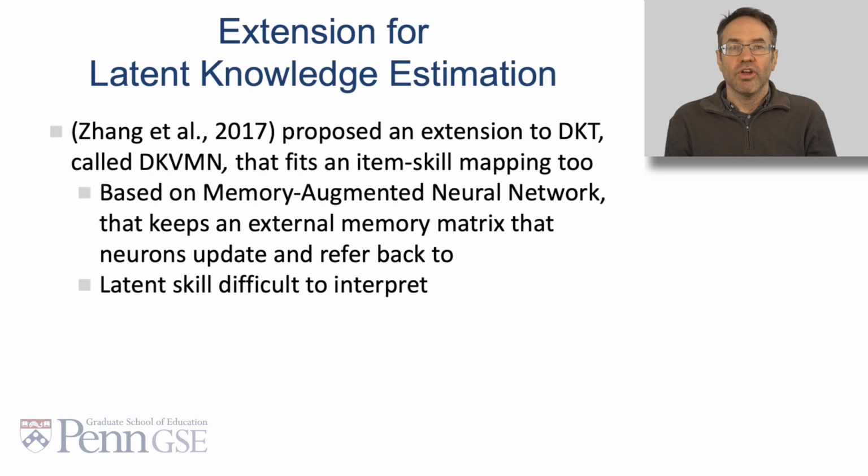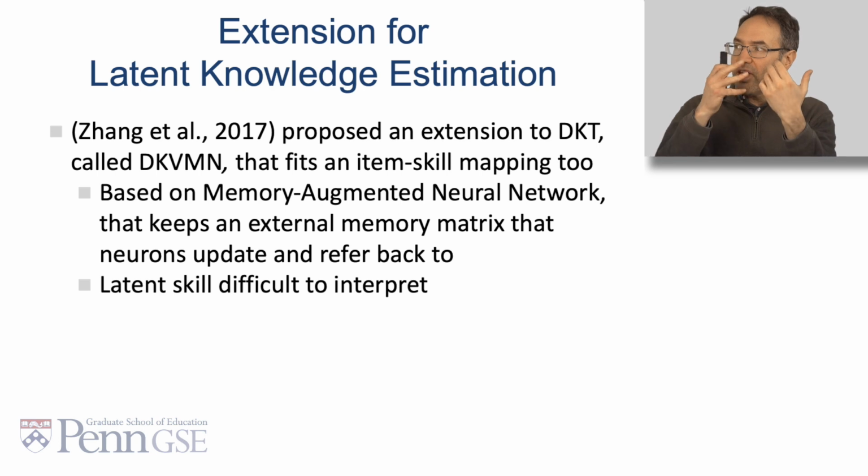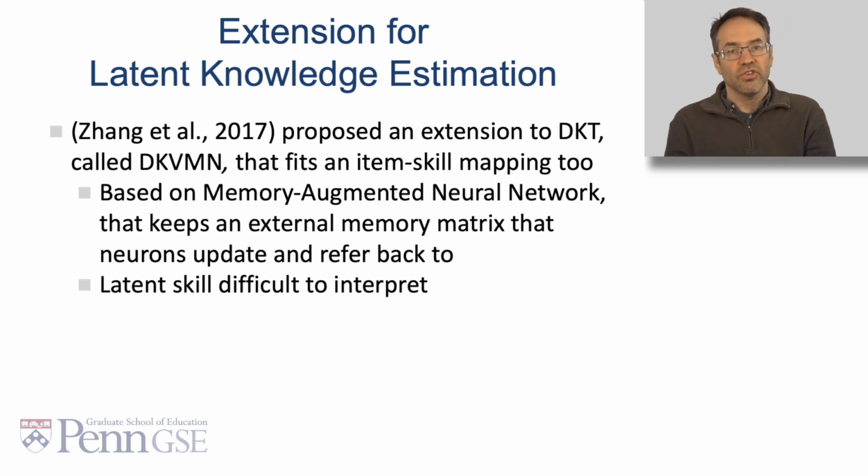The first attempt to address this problem comes from Zhang et al., Jung's group again, who proposed an extension to DKT called DKVMN that fits an item skill mapping too. It was based on a memory-augmented neural network that keeps an external memory matrix that neurons update and refer back to. And this produced not just estimates of correctness, but also latent skills.